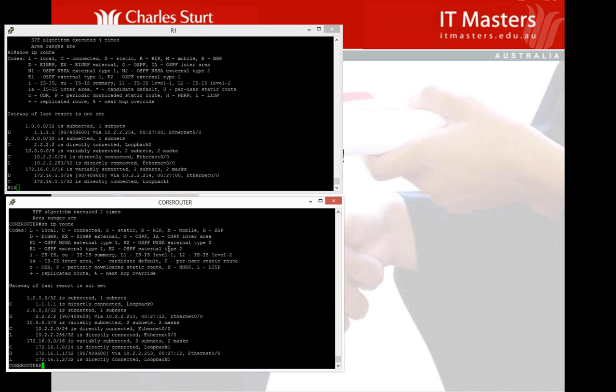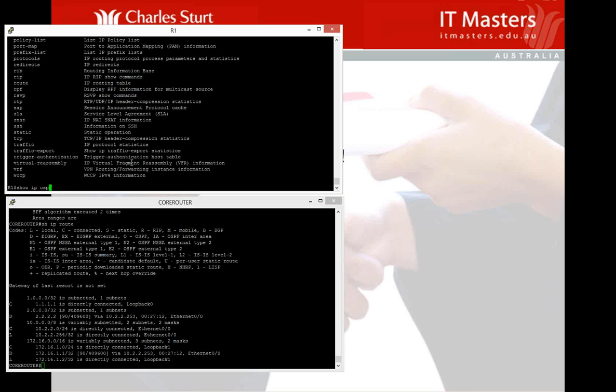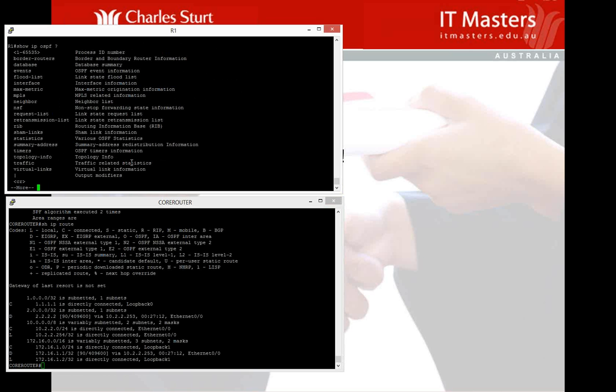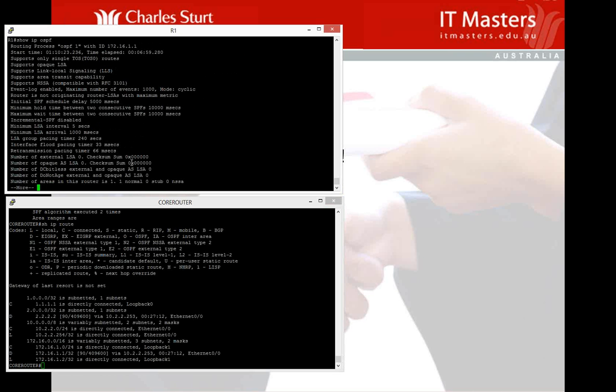Okay, so one answer: hello and dead intervals are not the same. Let's have a look. Show IP OSPF. Where would we find that? Let's have a bit of a look. Where do you think you'd find that? Okay, maybe if we just show IP OSPF, let's have a look.